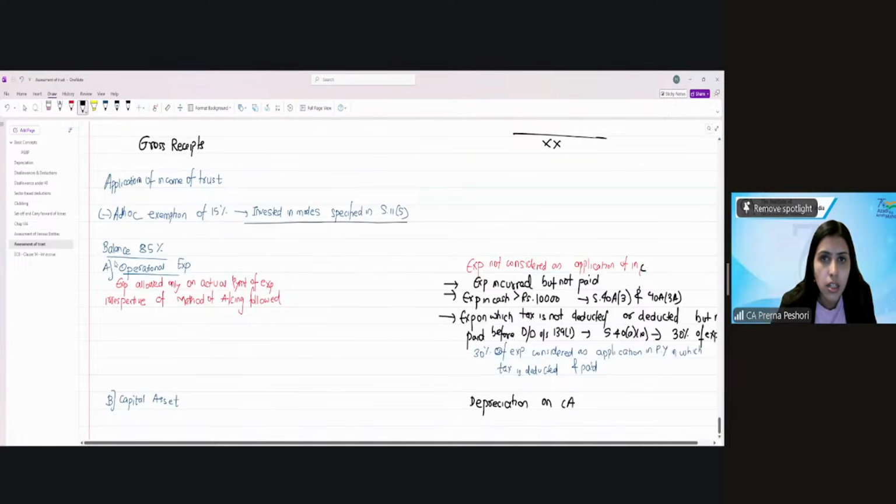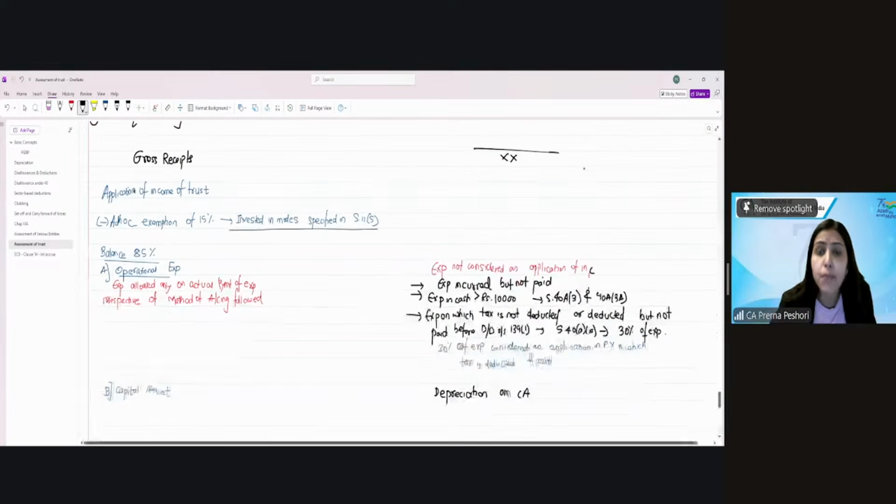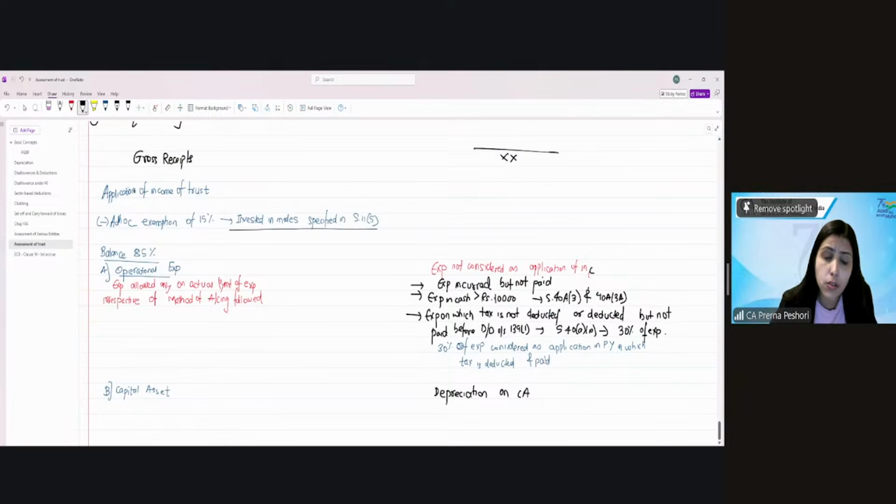Ad hoc basis. No, not ad hoc basis. So operational expenses that we discussed are allowed on the payment basis, irrespective of the method of accounting followed by the assessee. So expenditure incurred but not paid is not considered as the application of income. Expenditure in cash greater than rupees 10,000 is not allowed. Expenditure on which tax is not deducted or deducted but not paid before the due date under 139(1), 30% of it will not be allowed as application. It will be allowed as application in the previous year in which tax is deducted and paid.